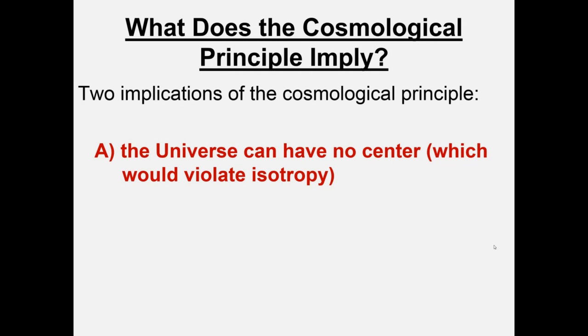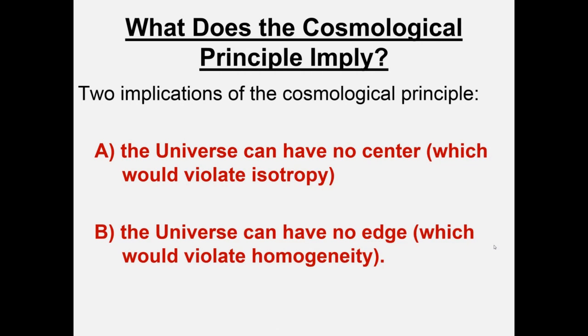A rainbow and a pot of gold? No, it doesn't make sense. The universe cannot have a center. So that's the first implication. The second implication is it can't have an edge. Because if you were over the edge, you would obviously experience something very different. The universe would not be homogeneous if it had an edge, right? You would have two different experiences in two different locations there. So it can have no edge and no center.